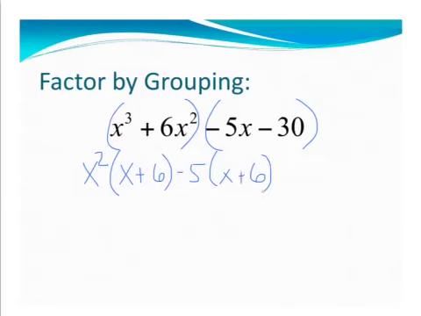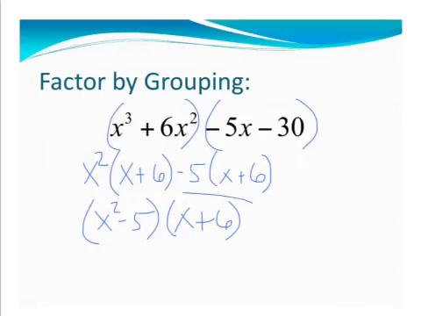I'm sorry, plus 6. So notice once again I have the same binomials. So I'm left with x squared minus 5 and x plus 6. Now some of you might be thinking, could I factor this because I see an x squared? Anytime you see an x squared or like terms, think about factoring. But in this case, I cannot factor this any further. If it was negative 25, I'd have a difference of squares, but it's not. So this is my final answer here.